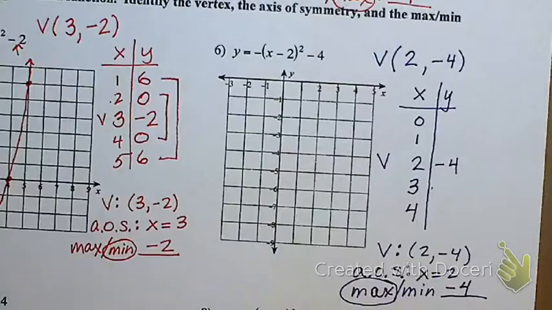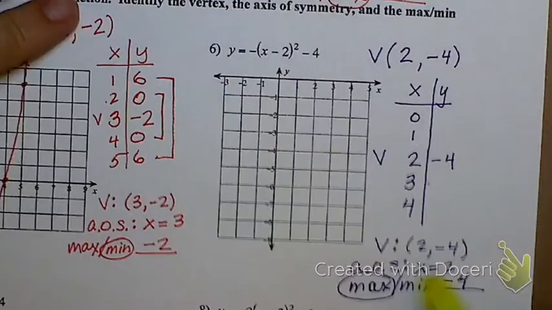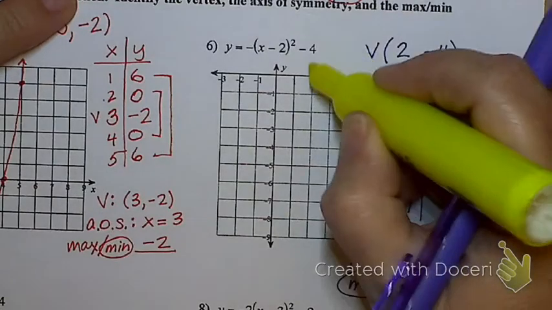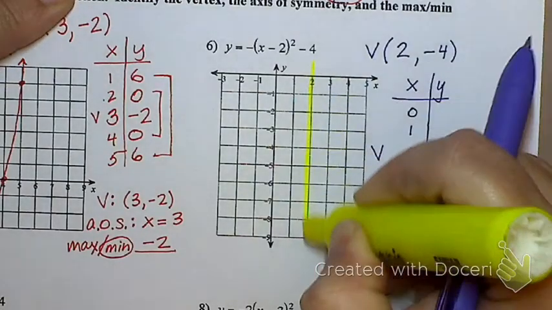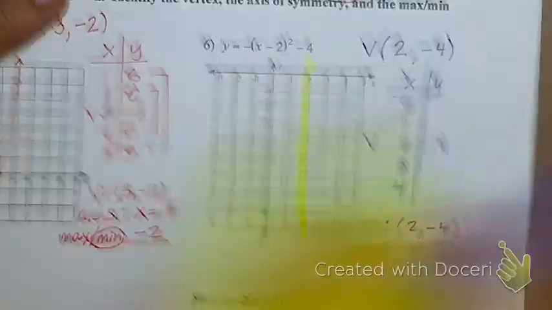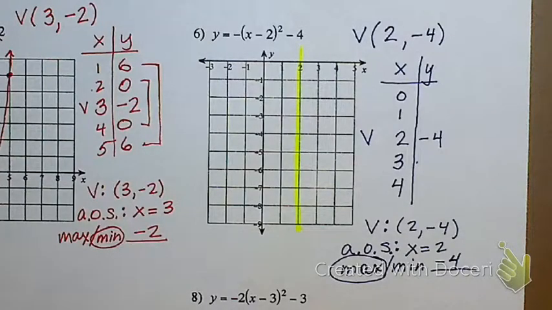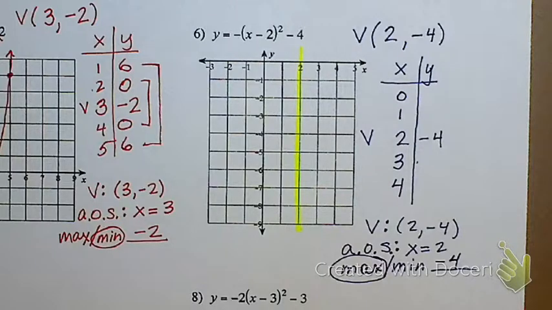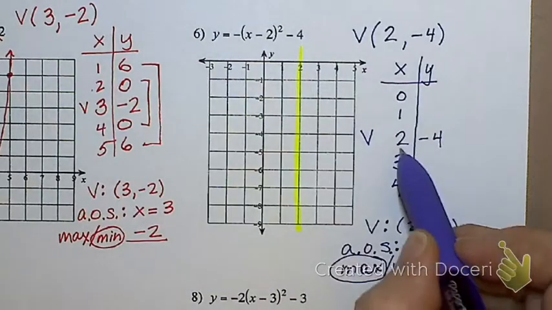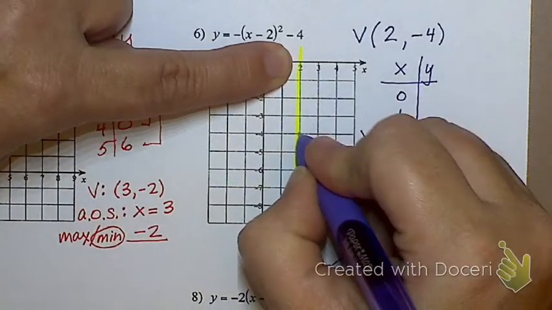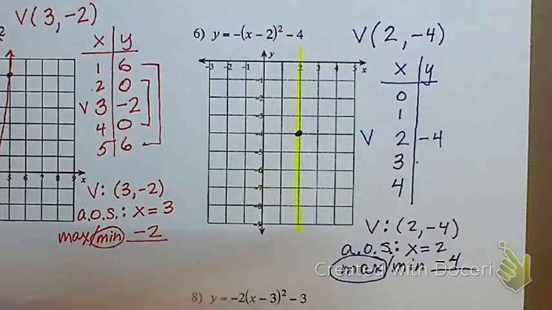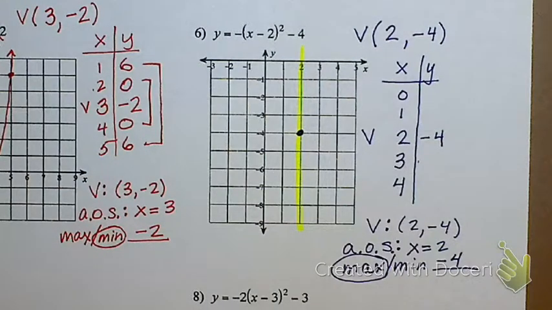Now watch this. I'm going to go backwards. If my axis of symmetry is 2, I'm going to go ahead and draw it in at 2. See what I did there? I'm that confident that that's going to go right through my vertex. Why? Because it always goes through your vertex. And because I know my vertex is 2, negative 4, there it is going through my vertex.